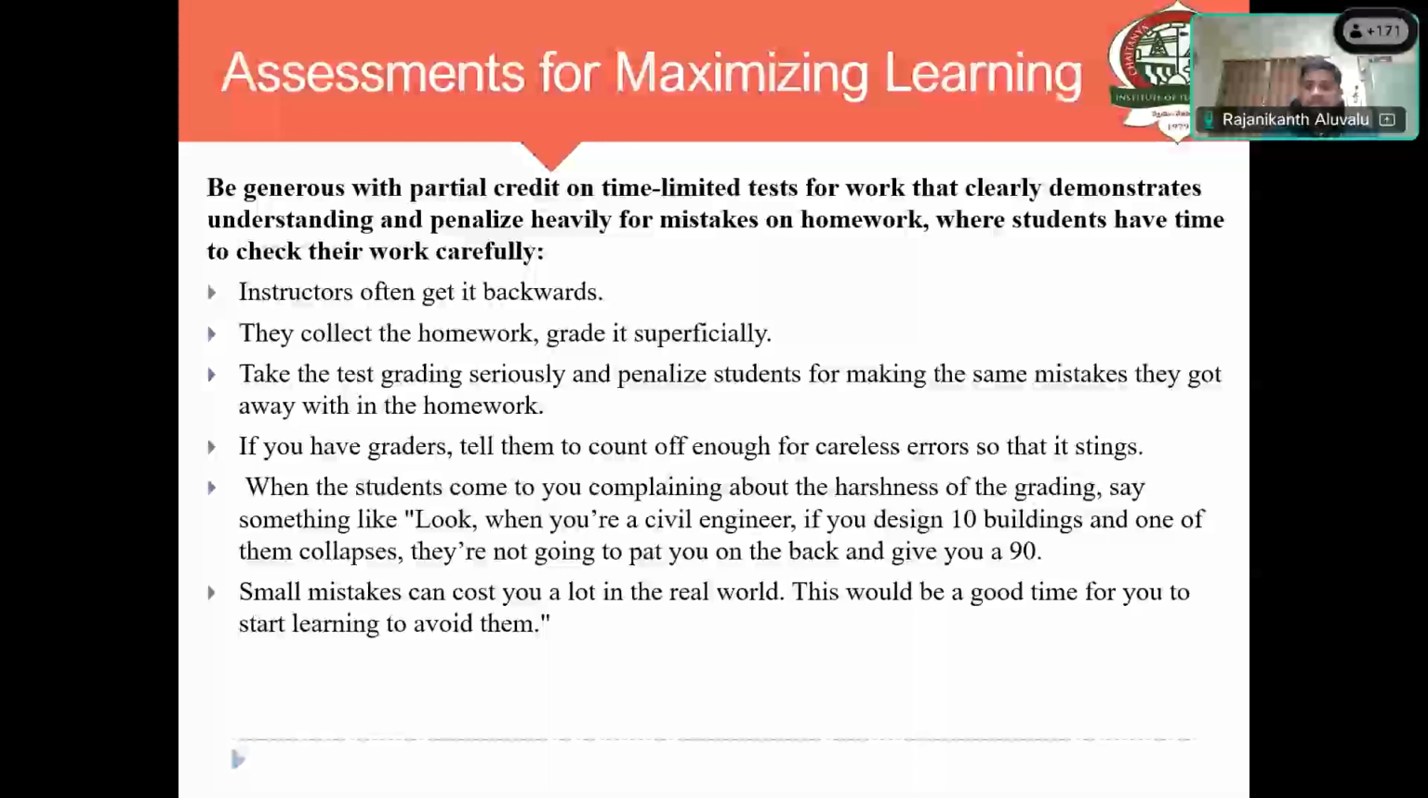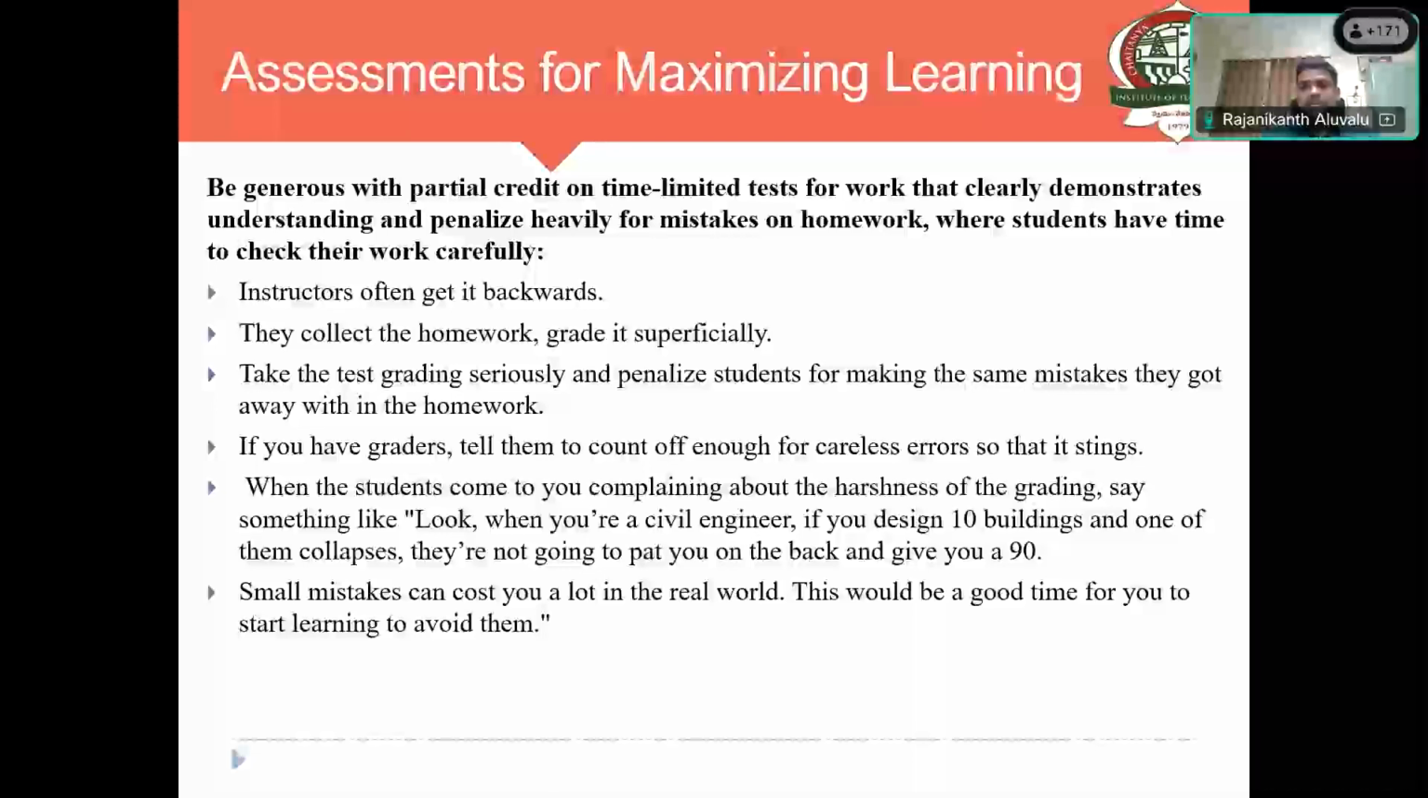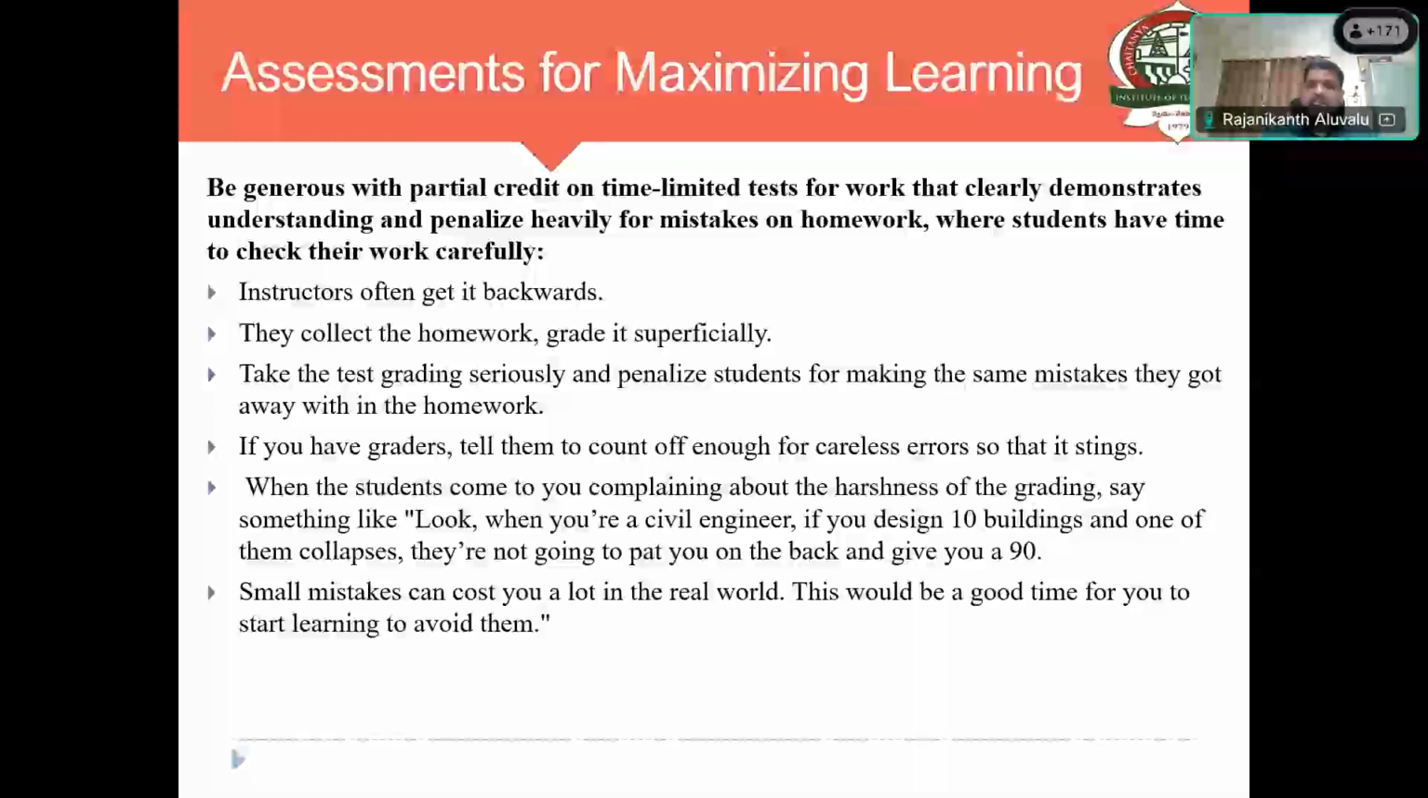Here there is an example. Of course, students come and ask, "Sir, why are you very harsh in giving the score? Out of 10, I made a mistake in only one question, but I got a very low score." There is an answer. You can say: look, when you are a civil engineer, if you design 10 buildings and one of them collapses, no one is going to pat you on the back and give you a 90. Yes or no? Because the 10% is going to cost the rest.